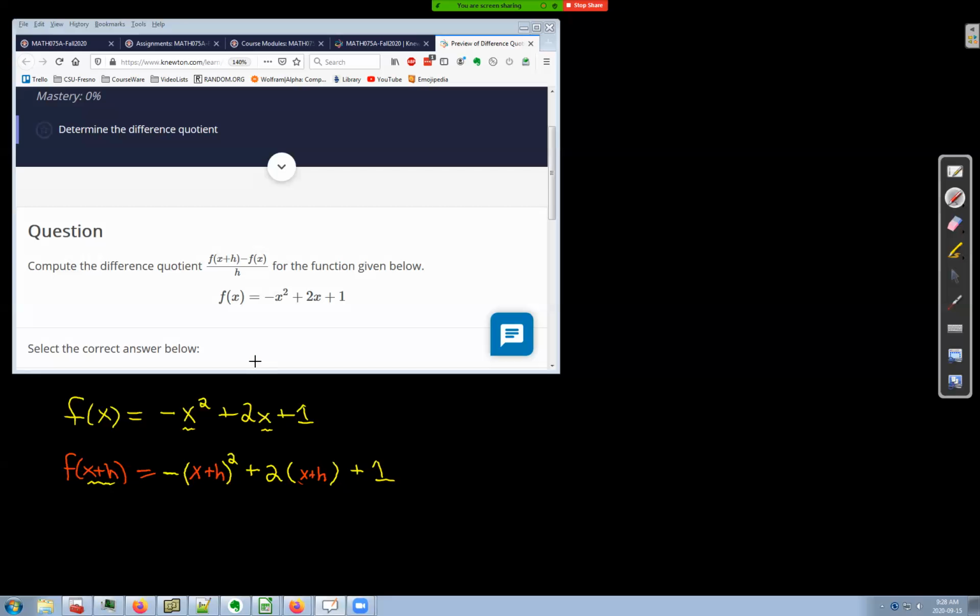Okay. But we're not done with the problem yet. We're just getting started. But now I've got my ingredients ready. The three ingredients for the difference quotient are f of x, and f of x is right here. The other ingredient was f of x plus h, and f of x plus h is right here. And then the final ingredient was h, and h is right here. So now I'm ready to put them together in the formula.